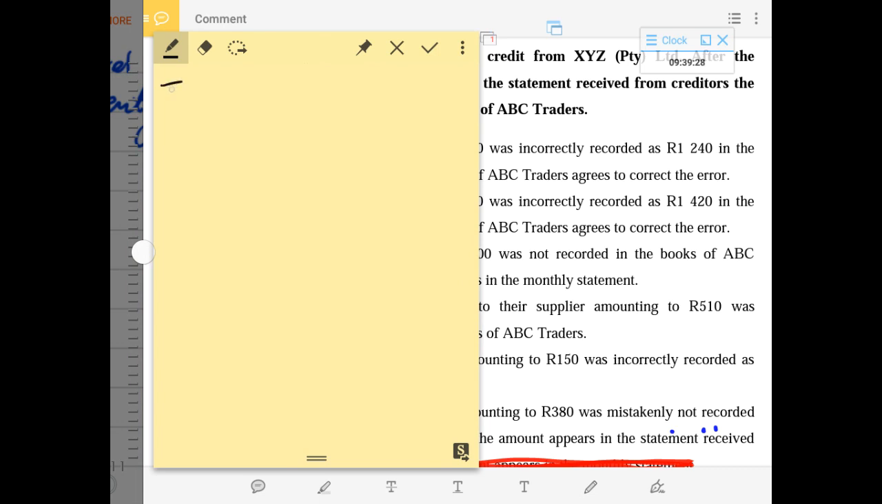So now when they recorded, they said debit inventory. We first have to record what they did. They said 1,420. Then after they credited the creditor by the same amount, 1,420. So we can see that our inventory is overstated. They recorded more than it was supposed to be. And also they recorded more amount of the creditor than it was supposed to be.